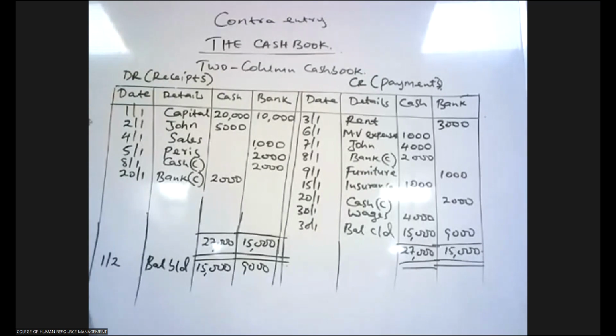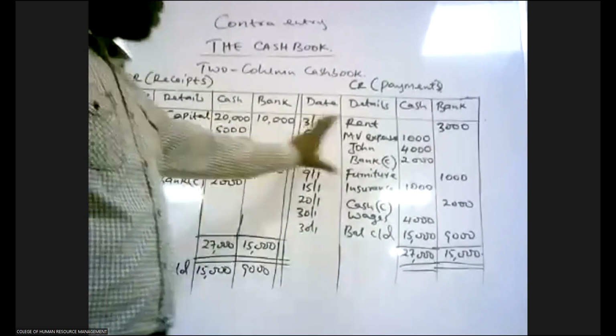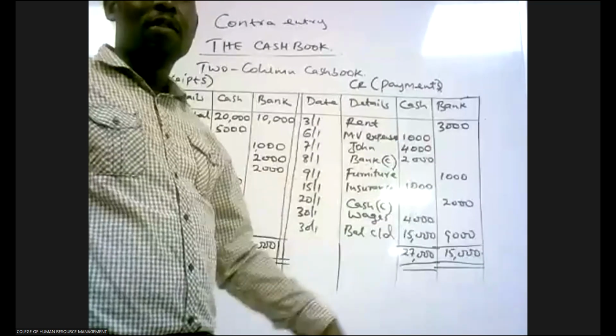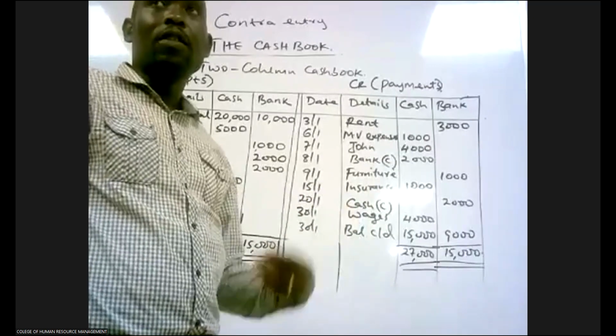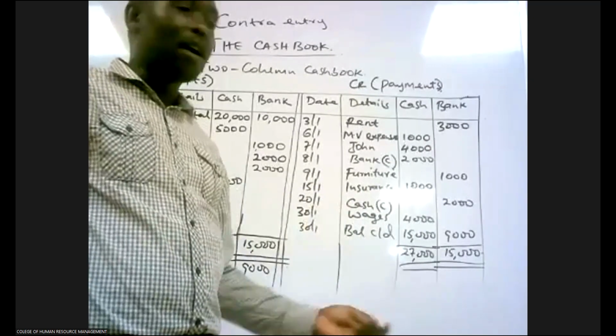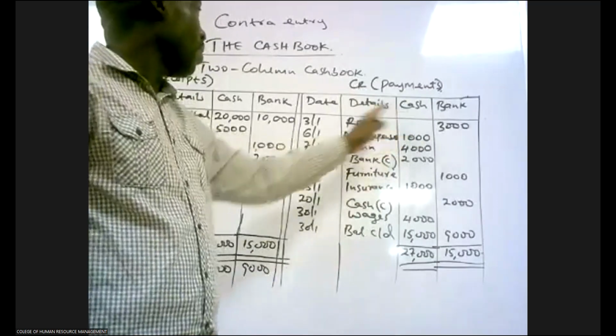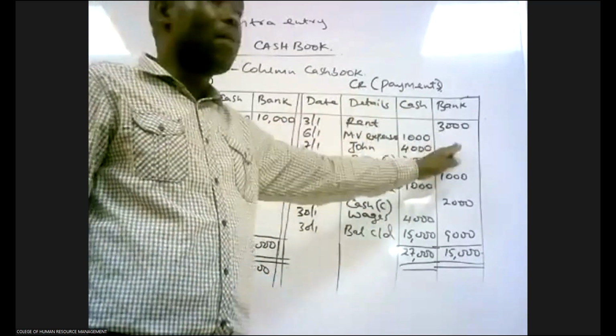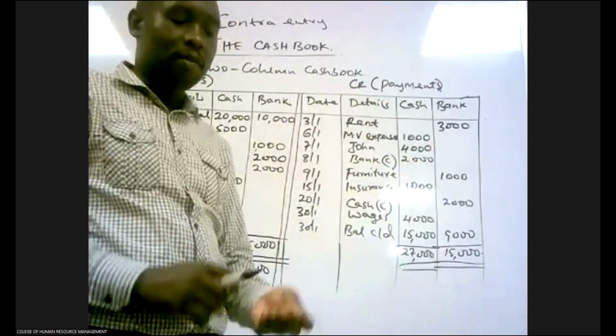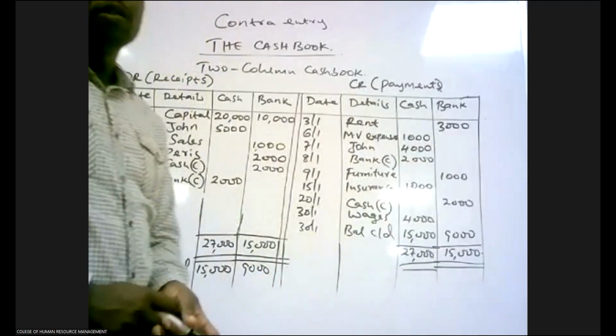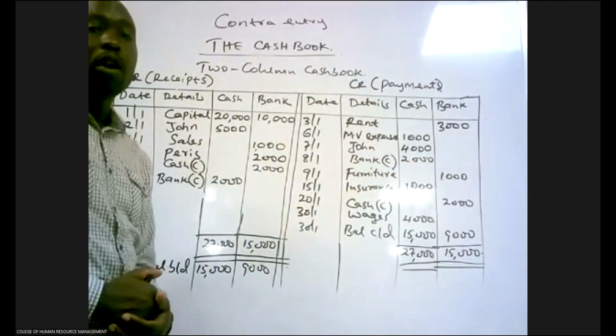So it is as simple as that. Receipts versus payments. Record the cash receipt versus the cash payment, the bank receipt, the bank payment, and you are done. Any question for the 2-column cash book?